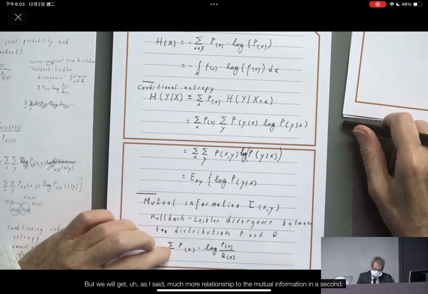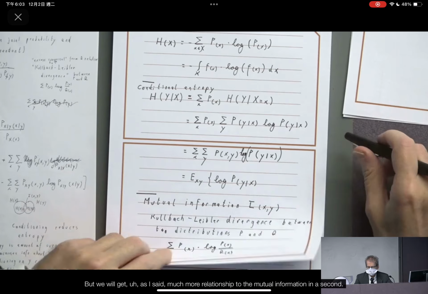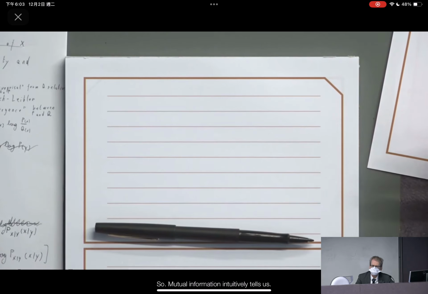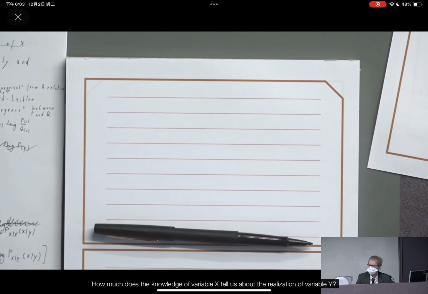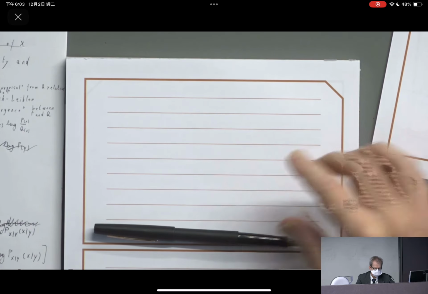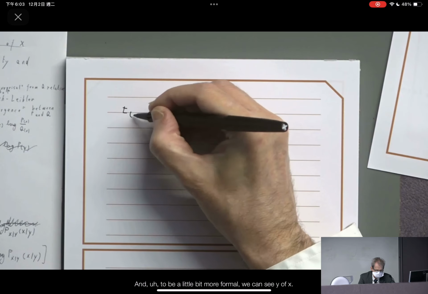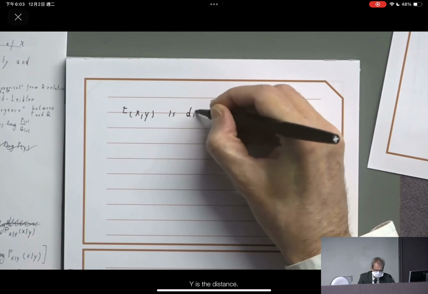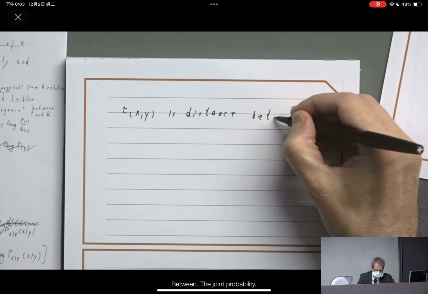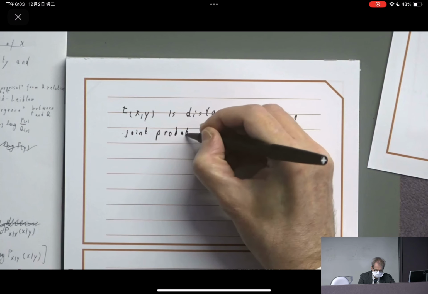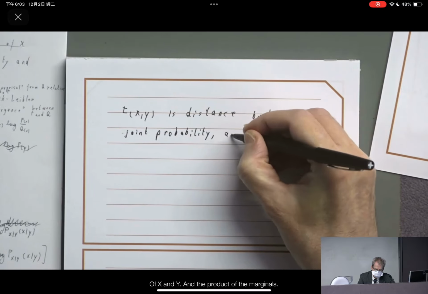But we will get, as I said, much more relationship to the mutual information in a second. So mutual information intuitively tells us how much the knowledge of variable x tells us about the realization of variable y. And to be a little bit more formal, we can say I of X, Y is the distance between the joint probability of x and y and the product of the marginals.